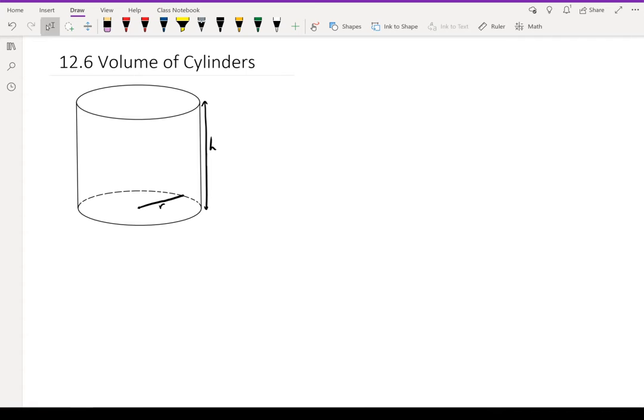Today, it's going to be a short lesson. Going through a few examples, and we're talking about volume of cylinders. Now, previously, we've done volume.